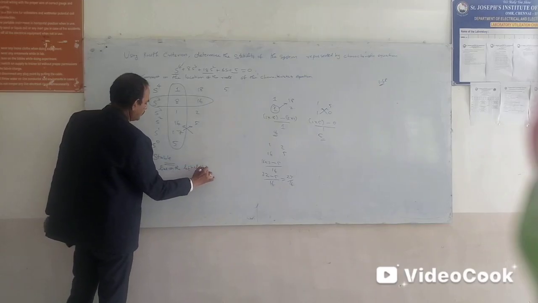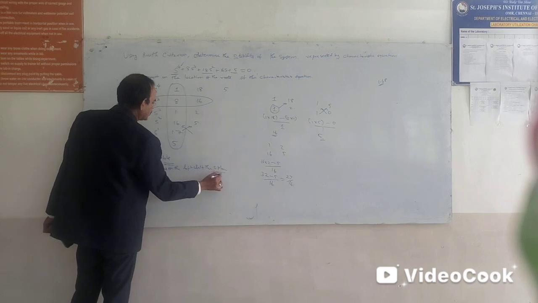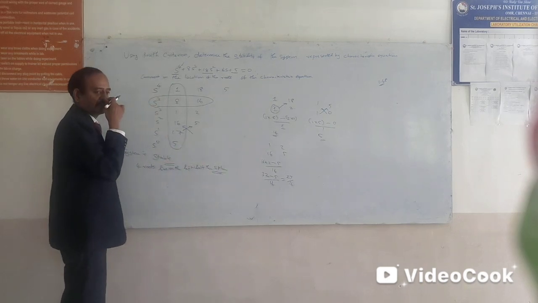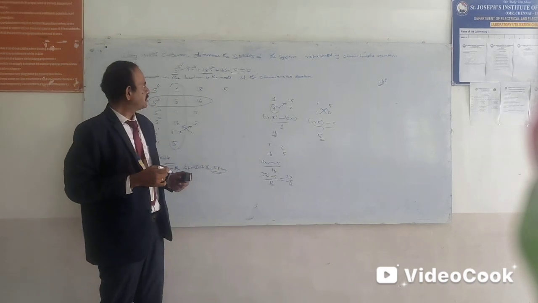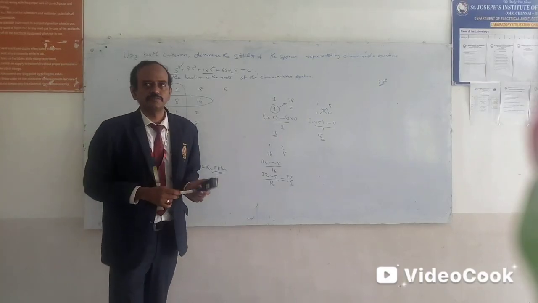Left half of the S-plane. So this is the first type of problem in the Routh array. I think it will be clear for this equation. Thank you.